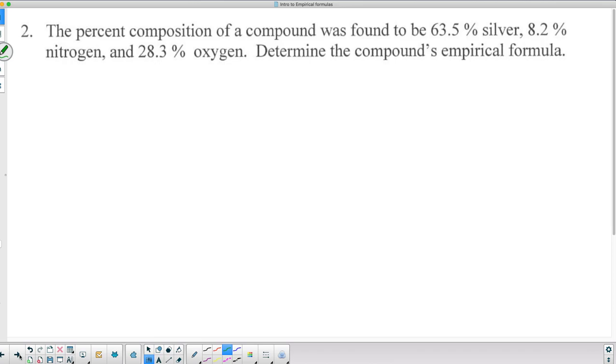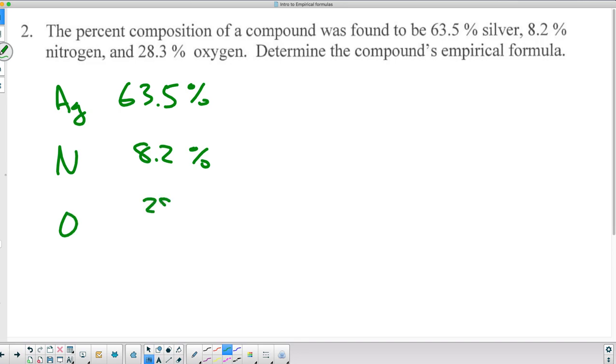So I'm going to start off, less talk, more work. 63.5%. Nitrogen is 8.2%, and oxygen is 28.3%. Okay, so I know to divide this one by 14.0. This one is 16.0. I'm going to pick this up just a little bit. Silver is 107.9 is what I get.